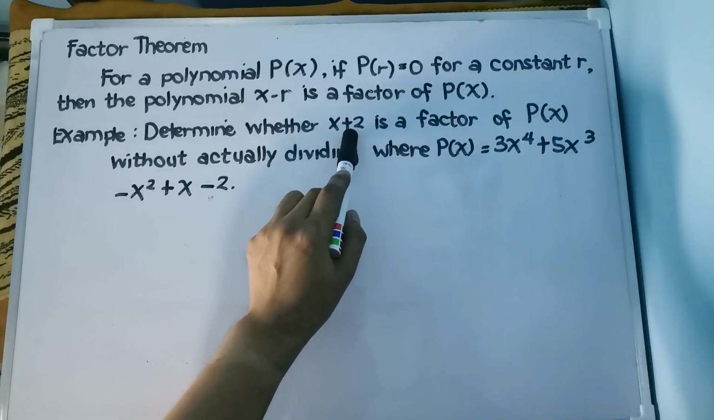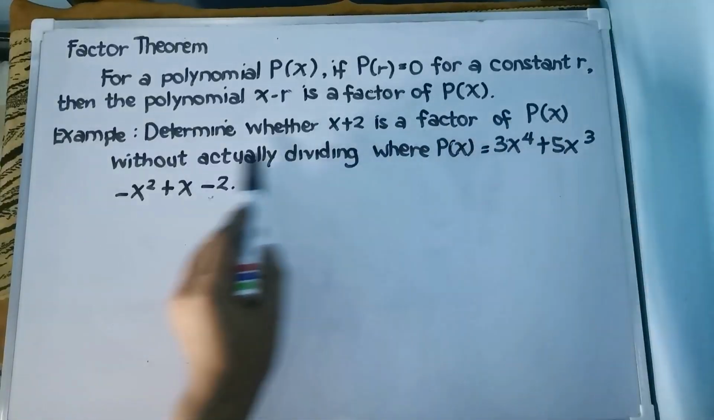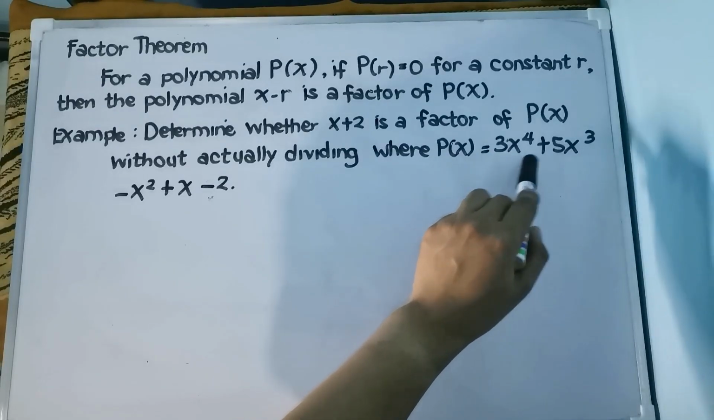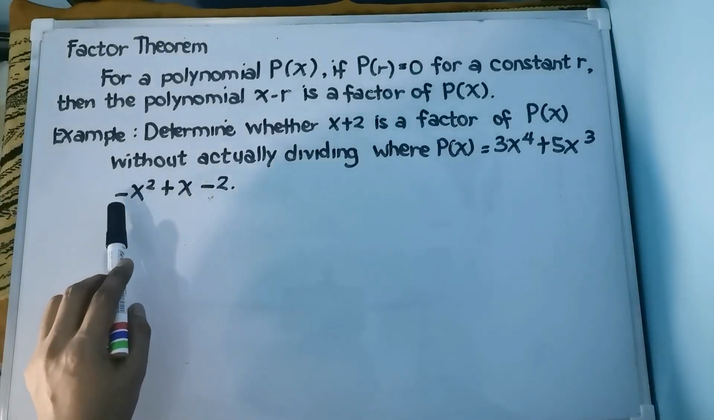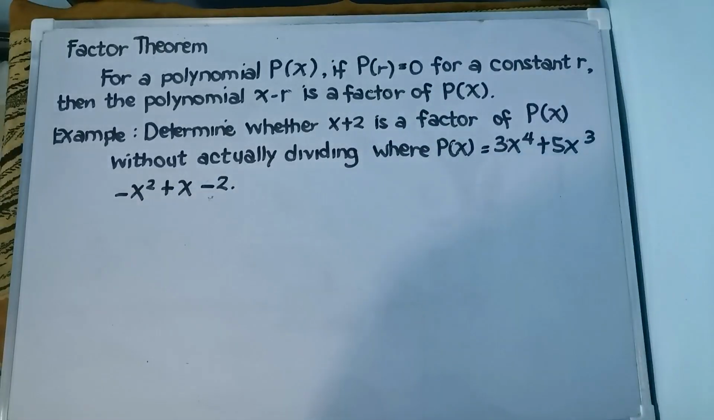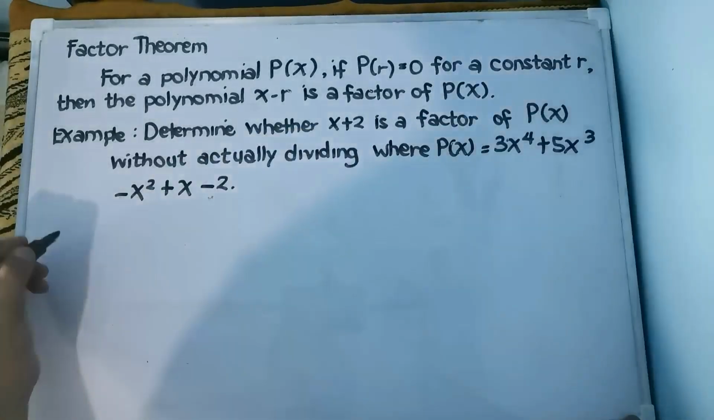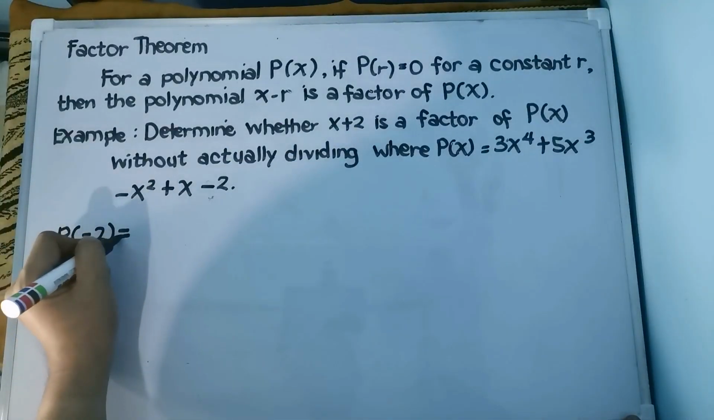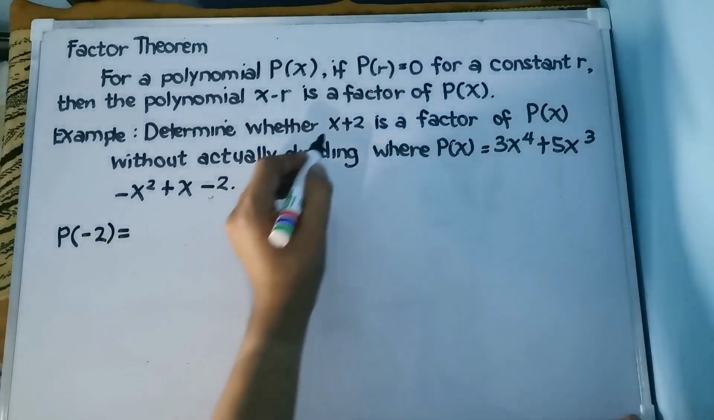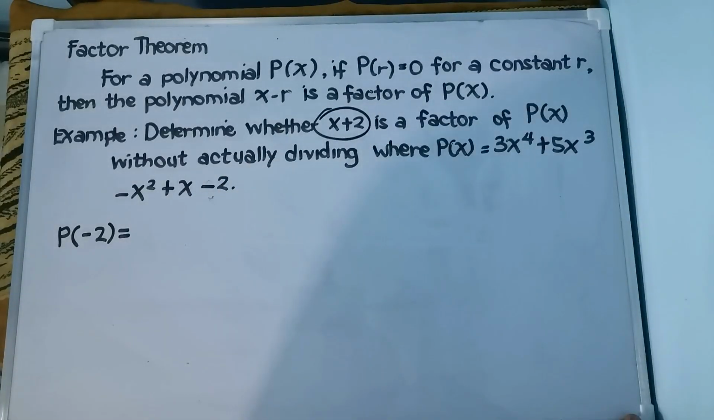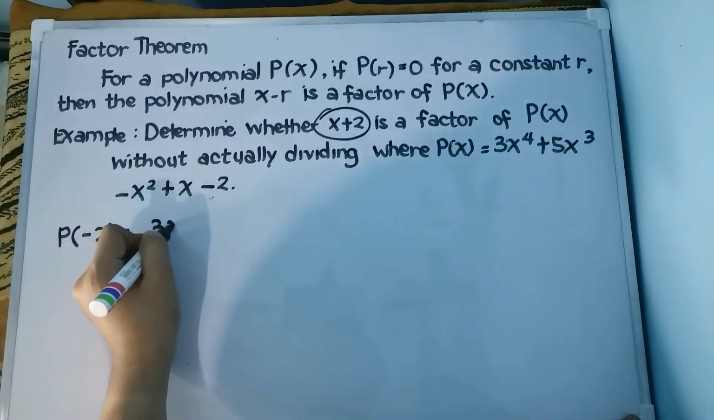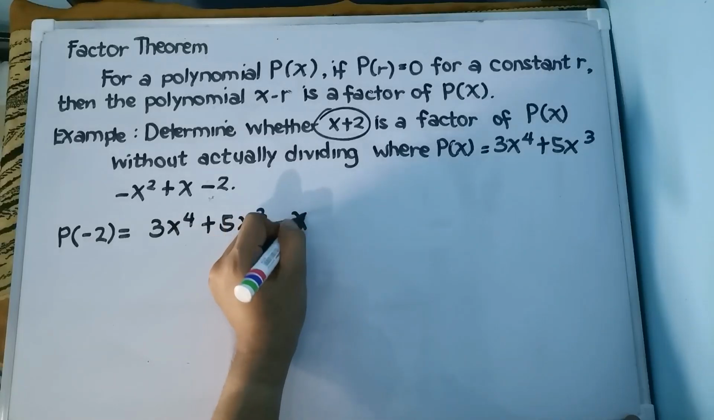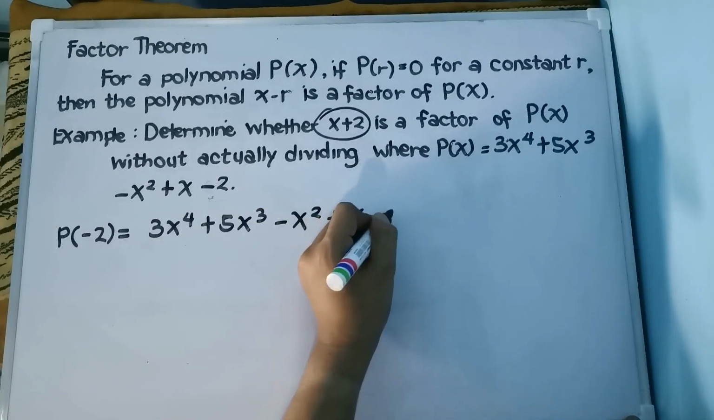Determine whether x plus 2 is a factor of p of x without actually dividing, where p of x equals 3x to the 4th plus 5x cubed minus x squared plus x minus 2. So what we are going to do, we just get p of negative 2. And then kapag nakuha natin ang remainder ay 0, so we can say that this x plus 2 is a factor.